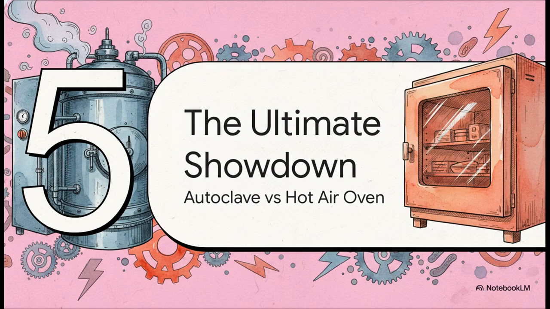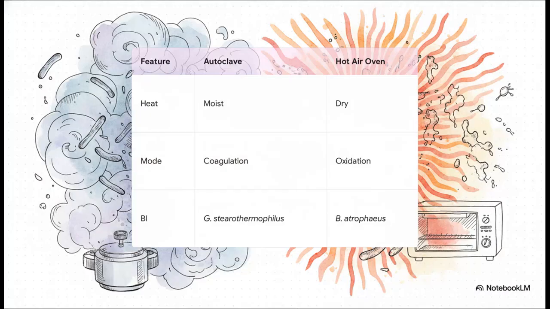Section 5. The ultimate showdown. Okay, think of this as your ultimate high-yield cheat sheet for exams. There's a beautiful symmetry here. The autoclave uses moist heat for rapid protein coagulation in just 15 minutes. The hot air oven uses dry heat for slow oxidative damage over 2 solid hours.